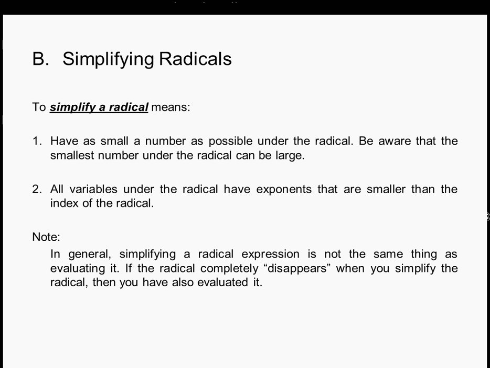So note, in general, simplifying a radical expression is not the same thing as evaluating it. If the radical completely disappears when you simplify the radical, then you've also evaluated it. For instance, the square root of 4 equals 2. You've simplified it and you've also evaluated it. But the square root of 5 is simplified, even though you have not got an approximation for it. Now be warned, do not approximate unless the directions specifically say to approximate, because if you're wondering how many places should I carry in my decimal, if the directions don't say, you're not supposed to be going to a decimal.